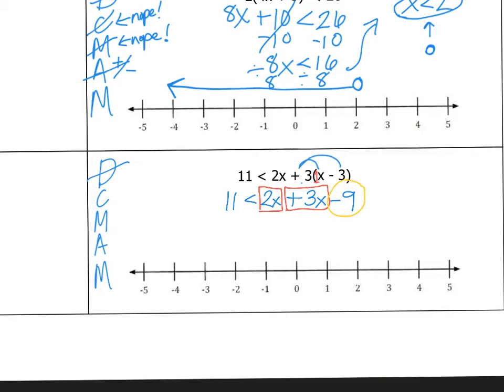And so if we have two of the same things, the two red squares, I can combine those together. So I have positive 2x and positive 3x. That gives me positive 5x. And then I'm going to bring the minus 9 down. We don't have another yellow circle, so we're just going to go ahead and bring that down. All right, so I did combine like terms. Now I need to look to see if I need to move a variable. I only have a variable on one side, so nope, I don't need to do that.